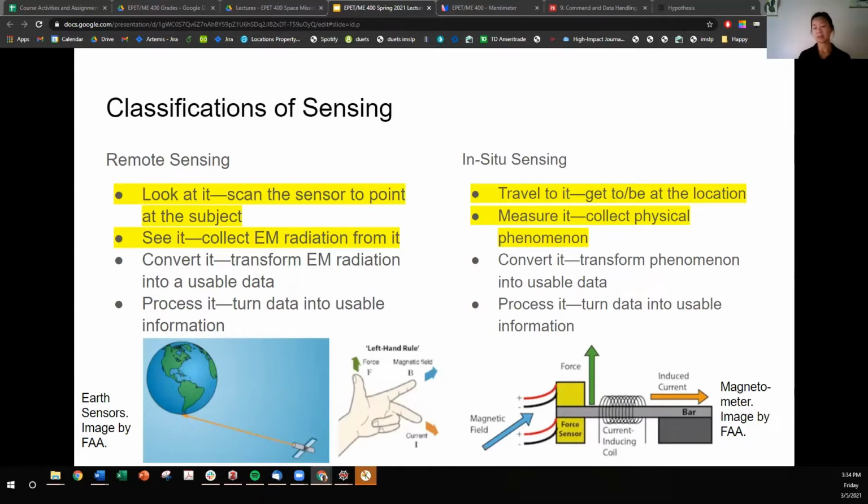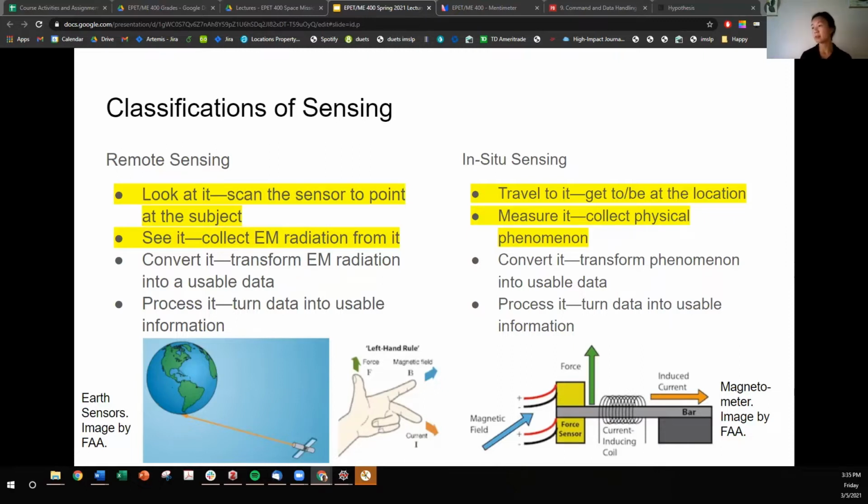In situ means, I think, in, like, right here. So the process is different from remote sensing in the highlighted steps. Instead of looking at something, you travel to a location. Instead of seeing it and collecting EM radiation, you're measuring it in situ. You're collecting the physical phenomena with a range of different techniques and instruments. And then, like remote sensing, you can convert that signal, whatever that physical phenomena signal is, and then process it.